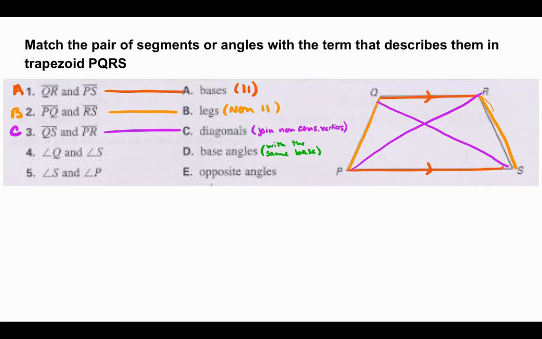With the angles, my base angles are on the same base. So Q and R are with the same base, and then angle P with angle S are with the same base. So angle P and angle S are base angles, and that means that our opposite angles, which happen to be connected by a diagonal, are Q and S.